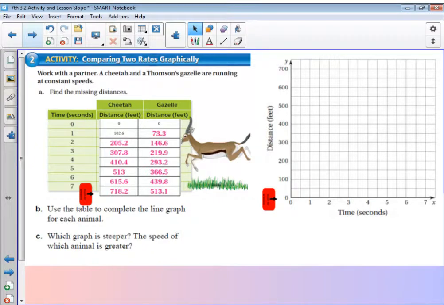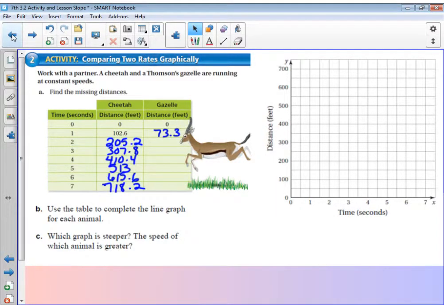So our next step is we're going to go through and actually graph these. We're going to graph the gazelle and the cheetah. I'll do a brief explanation of how you actually go through and graph these, and then I'll show you the actual graph. So I'm going to jump back a slide. When I look back at this one, I would start at my gazelle.